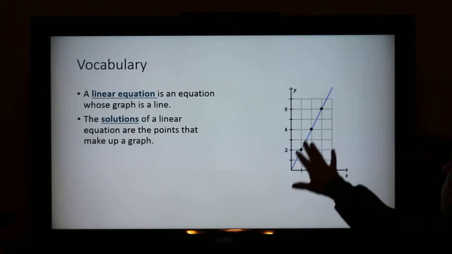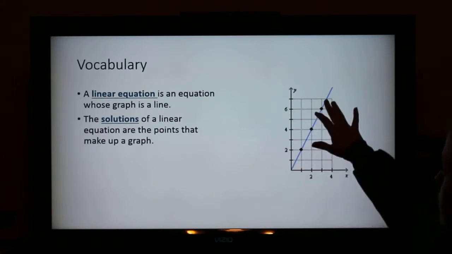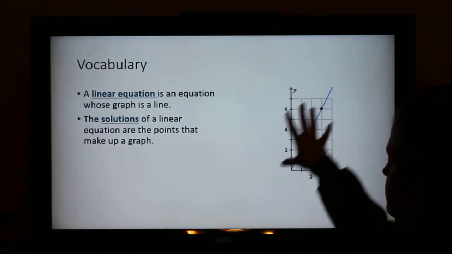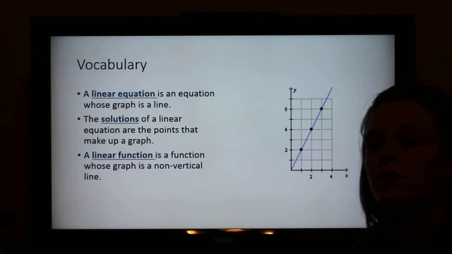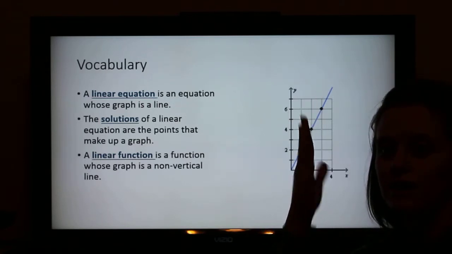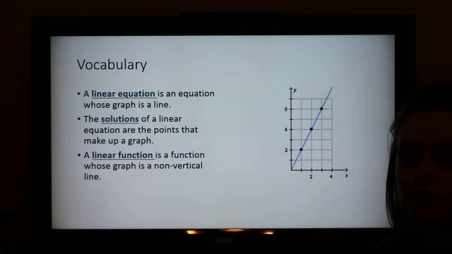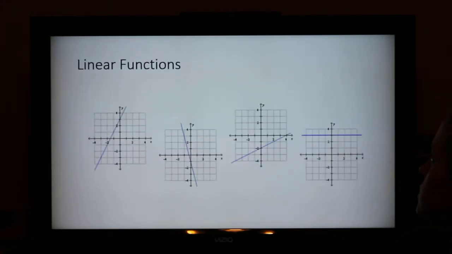As you can see, there are multiple points here on the graph, and there are also many more that have not been actually graphed on this graph equation. The linear function is a function whose graph is not a vertical line. Remember, a vertical line goes straight up and down, whereas a horizontal line lies flat, kind of like the horizon. I've given you a few examples here on the screen.